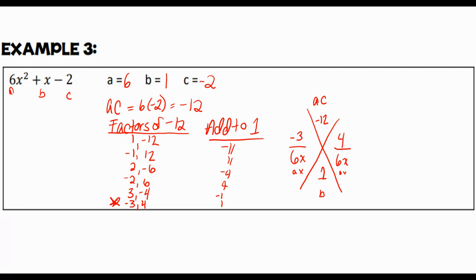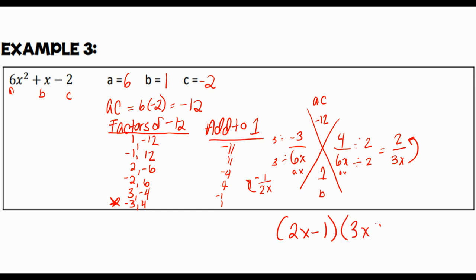And what's special about this example is both of these factors can be reduced. So if I reduce this by 3, I'm going to get negative 1 over 2x. And if I reduce this by 2, I'm going to get 2 over 3x. So when I read from bottom to top, my factors become 2x minus 1 and 3x plus 2.